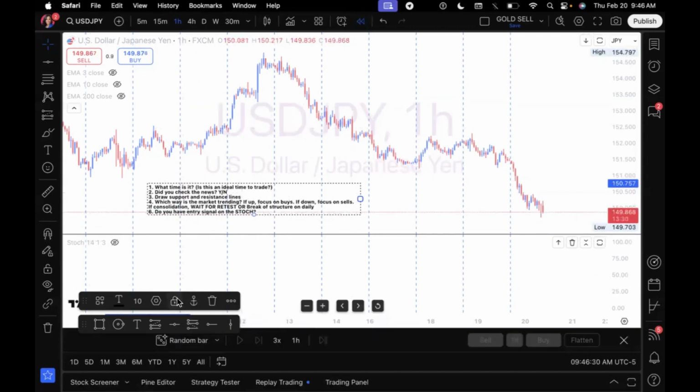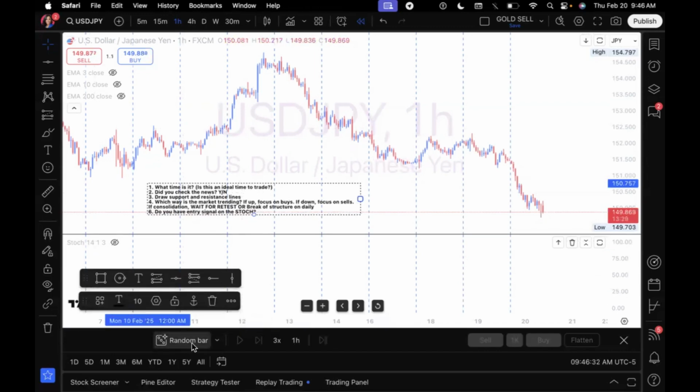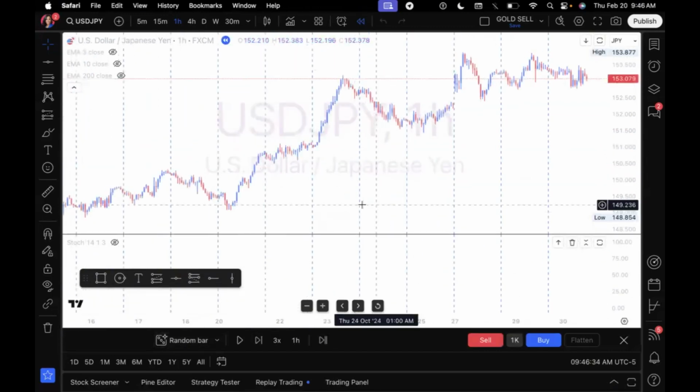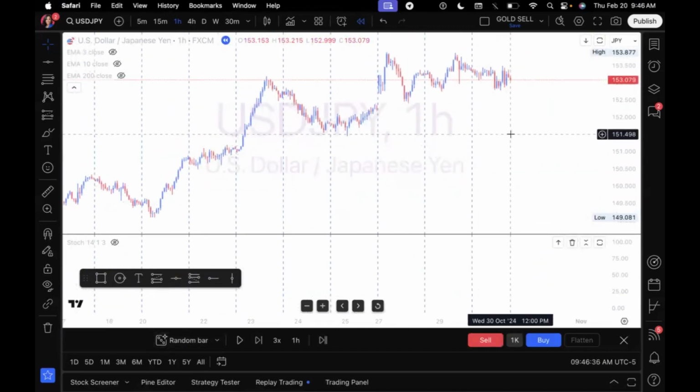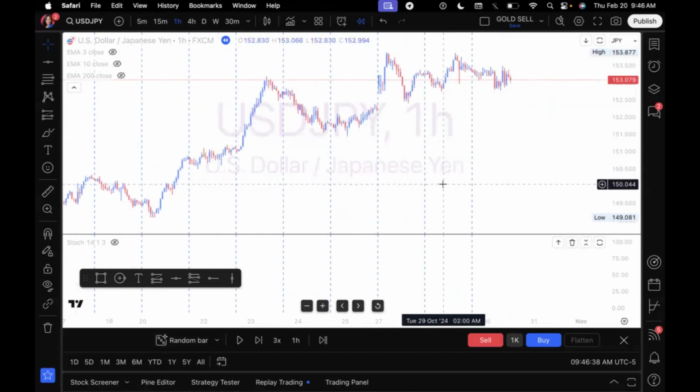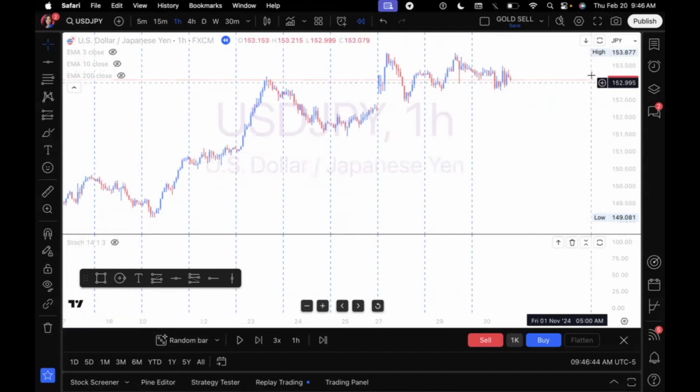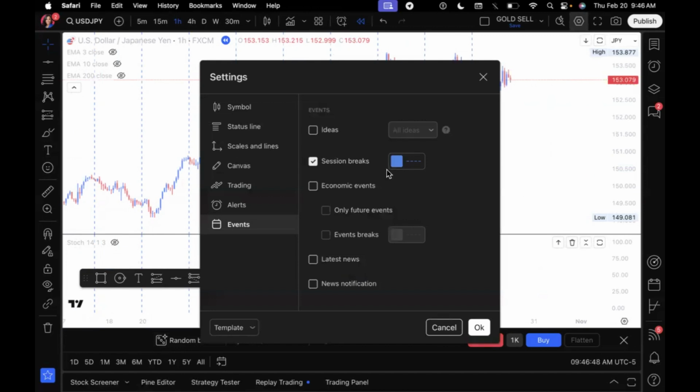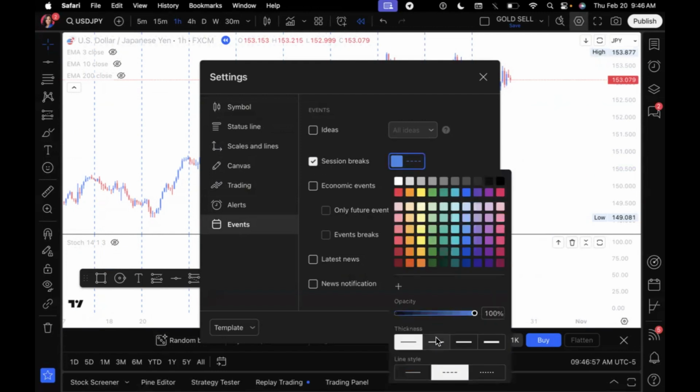So I'm going to put the chart in replay mode so that we can work backwards and see how to do this strategy without any indicators. So the first thing that you are going to want to do, something that's been helpful to me, is to use the session breaks. Now you can get to the session breaks by clicking on your settings, clicking on your events tab, and turning on session breaks.